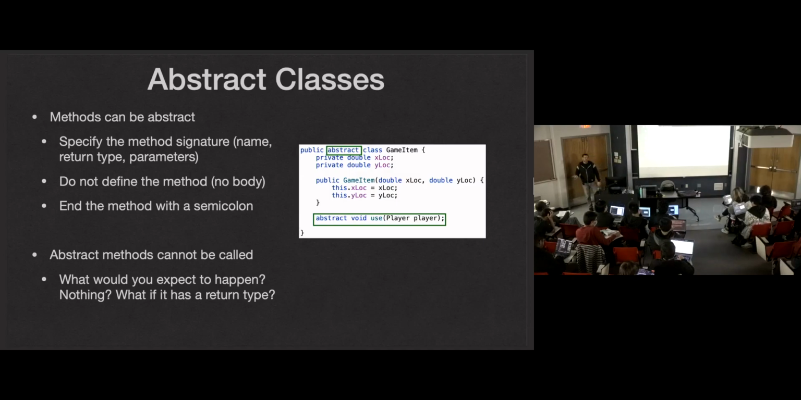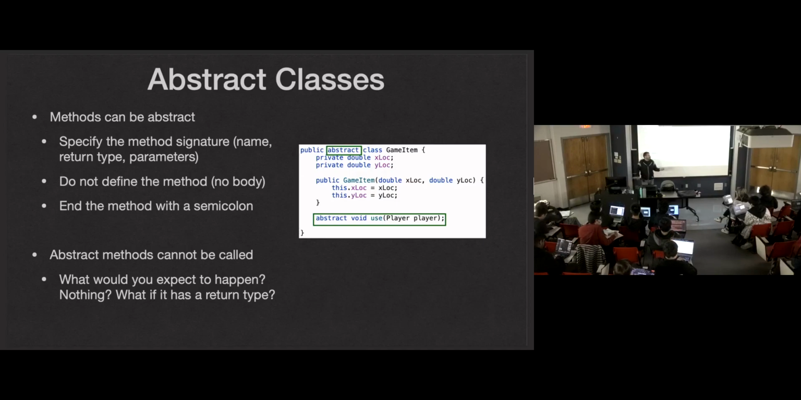Abstract is a keyword that we can use on our methods that lets us not define methods. An abstract method is a method where I define the signature, which is the name, the return type, and the parameters, including parameter types, but I don't give it a body. I just cap it off with a semicolon, no body. This means it cannot be called, because what would you expect to happen if you have a method with no definition, no body? What would you expect to happen when it's called?